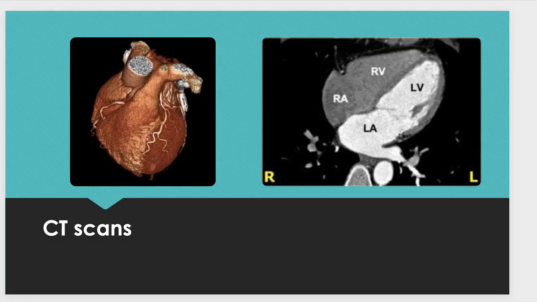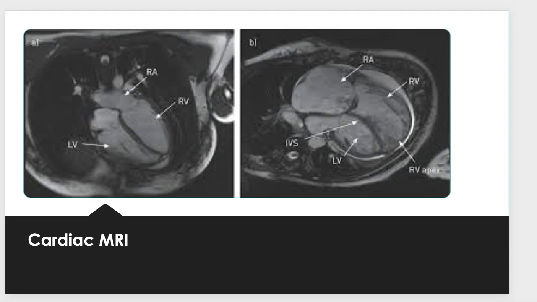CT scans are used to make 3D images in the heart. We can look at the heart chambers. We can look at the pumping strength of the heart and also the coronaries. Cardiac MRIs, again, just more detailed imaging of the heart. We can look for scars within the pericardium or myocardium, again, assessing the 4 chambers within the heart.